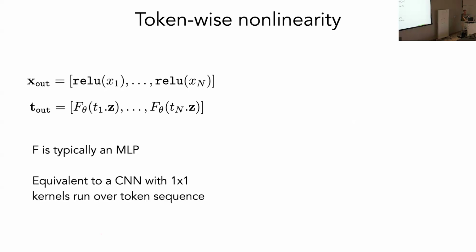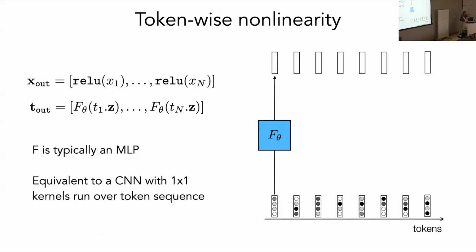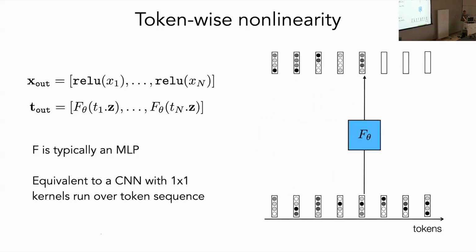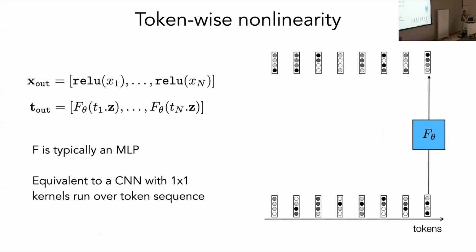So it could be considered equivalent to a CNN, a convolutional neural network, if you use 1-by-1 kernels. That just basically means running over the token sequence, but your kernel size is 1. So it's like convolution, but it's kind of like a multilayer perceptron. This is not super important. But here we have this non-linearity over our feature, and we run that feature-wise or token-wise across the model. So you do this token-wise nonlinearity, but it's not node-wise nonlinearity.